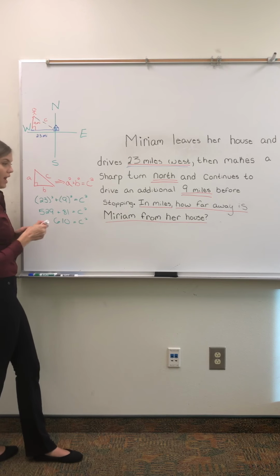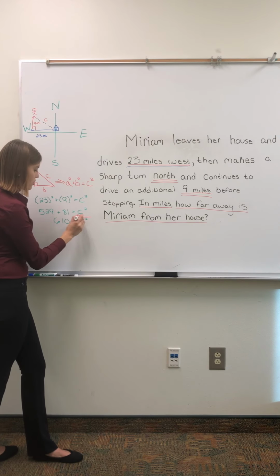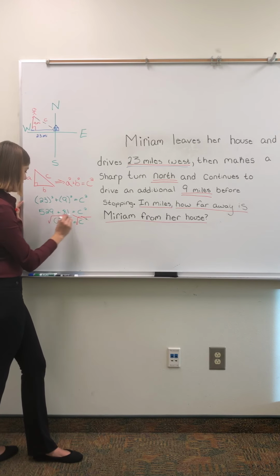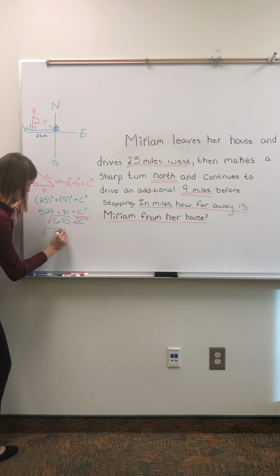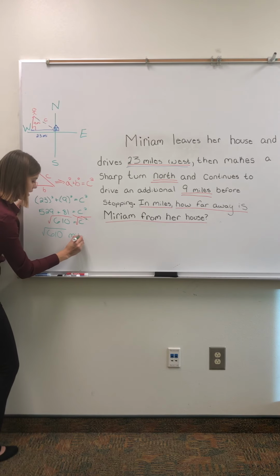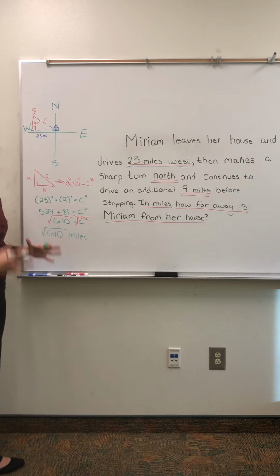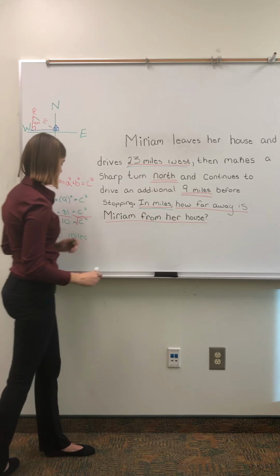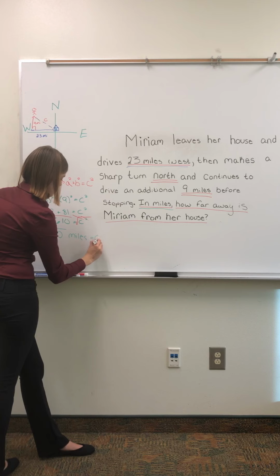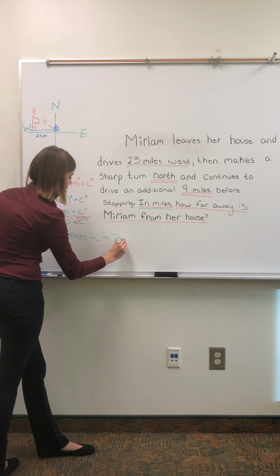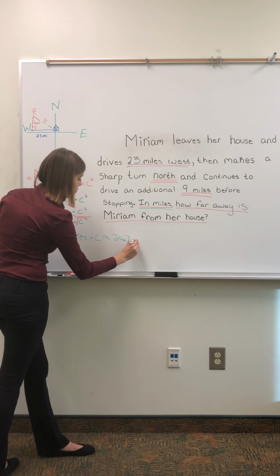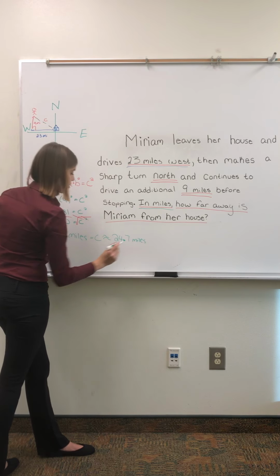That means that we have to square root, because once we square root, the square root and the square will cancel out, leaving us with the square root of 610 miles. Remember, we said that our units are very important. That's why we underlined them. Equals C. And if you want to approximate that, that's going to be 24.7 miles. Remember, do not forget your units.